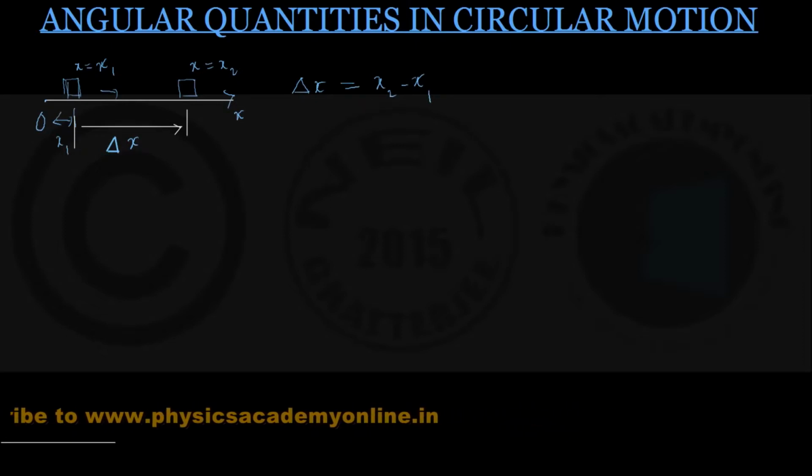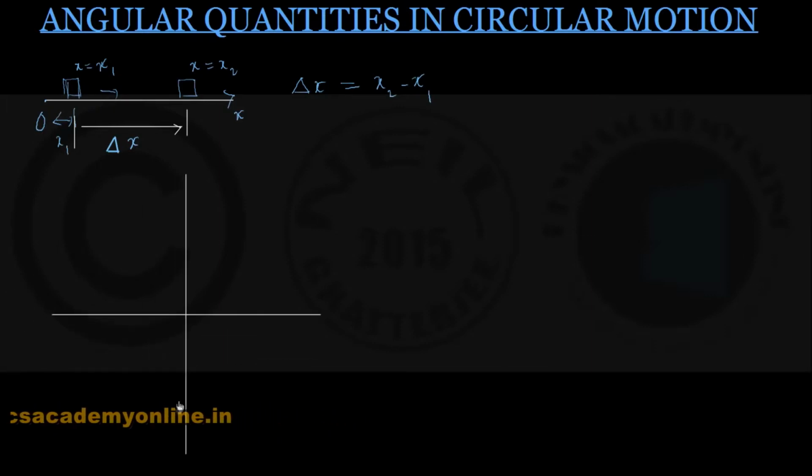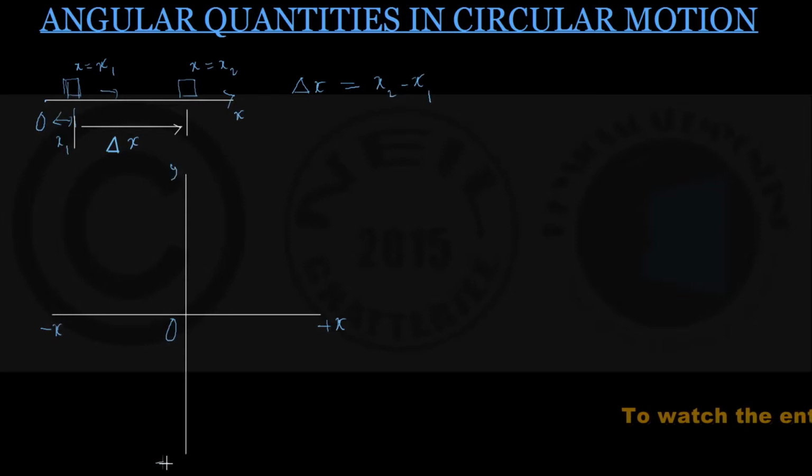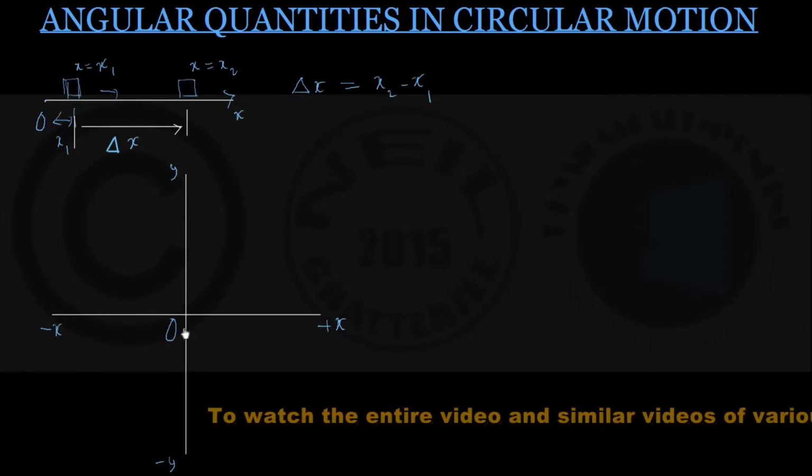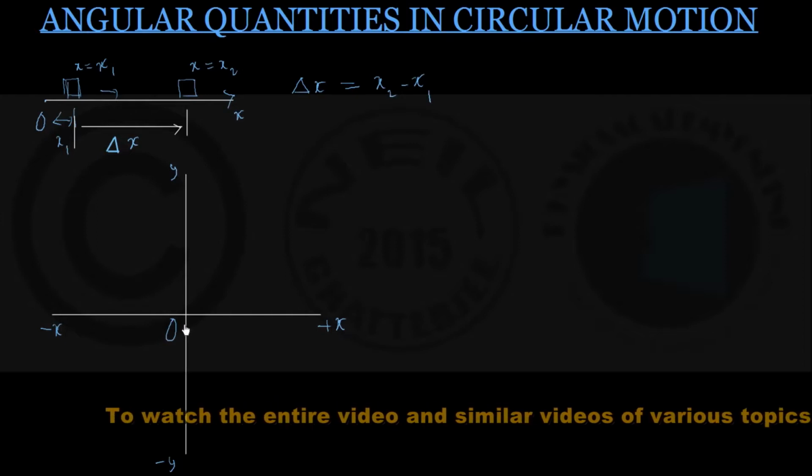Let's see the cases. I am just here considering a coordinate system, and here we can just name it. This is the origin of the coordinate system. This is my plus x axis, this is minus x axis, this is plus y, and this is minus y. Now this type of coordinate system comprising two axes cutting mutually perpendicularly and with an origin is called the Cartesian coordinate system, the right-handed Cartesian coordinate system.